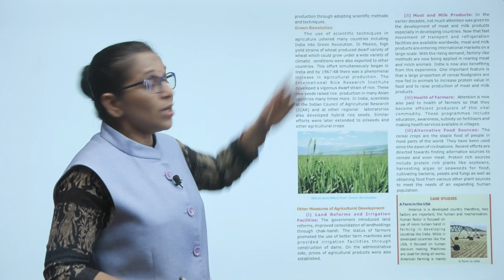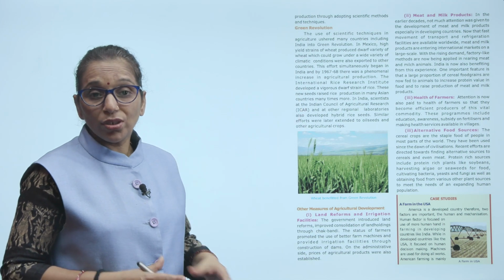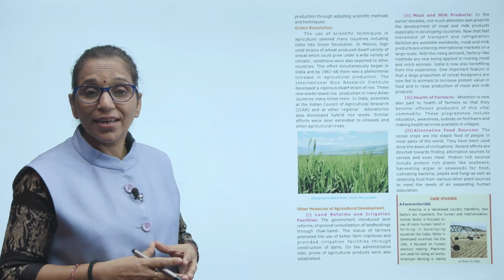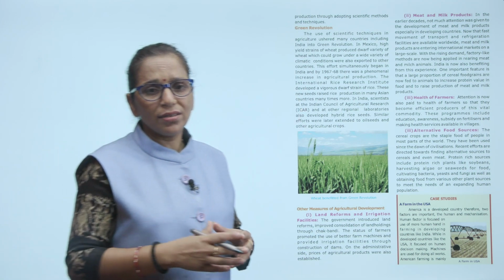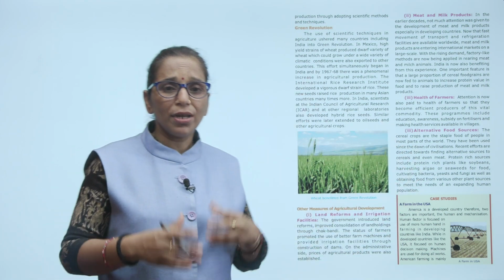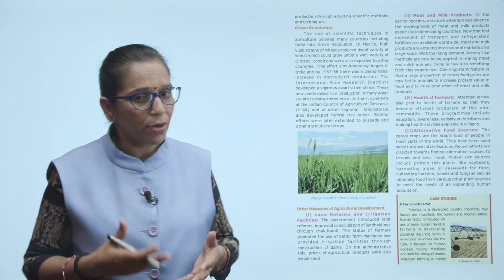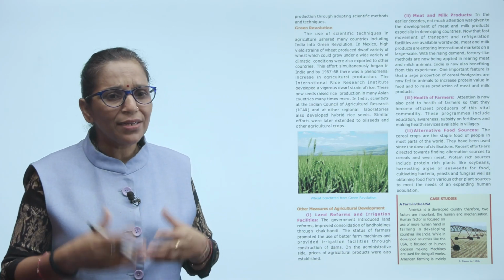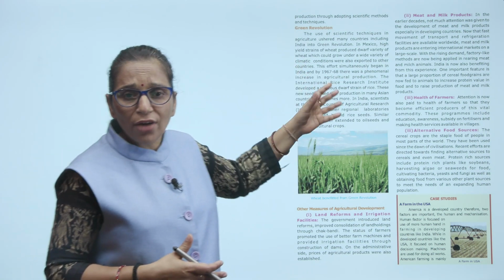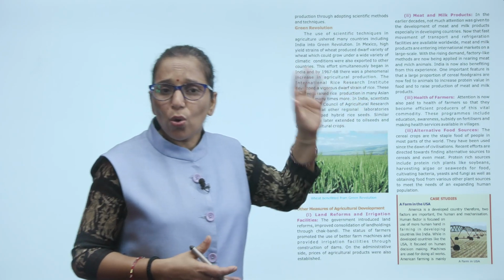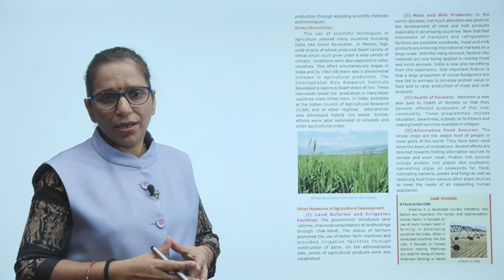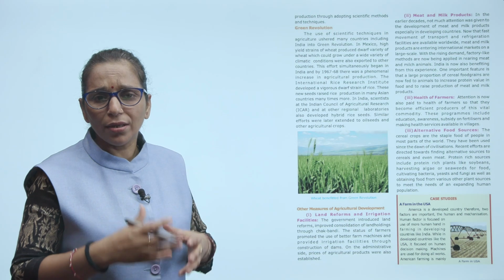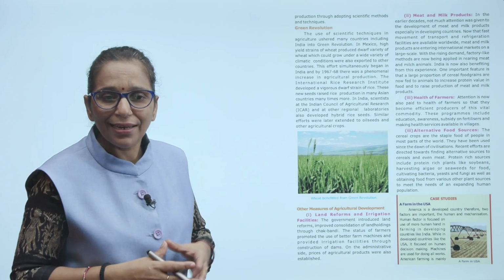So, moving to the green revolution, what can we do? The use of scientific techniques in agriculture ushered many countries, including India, into the green revolution. Through the green revolution, we were able to increase crop production. In Mexico also, high-yield strains of wheat produced a dwarf variety of wheat which could grow under a wide variety of climatic conditions. These efforts simultaneously began in India.